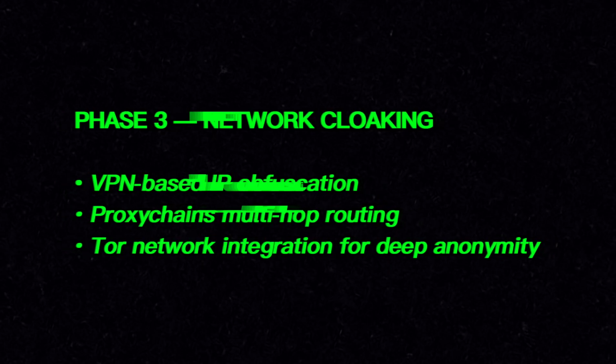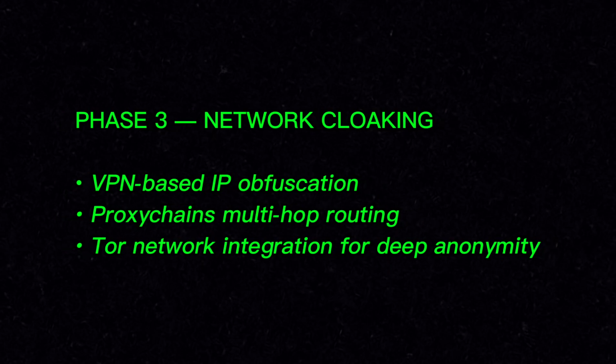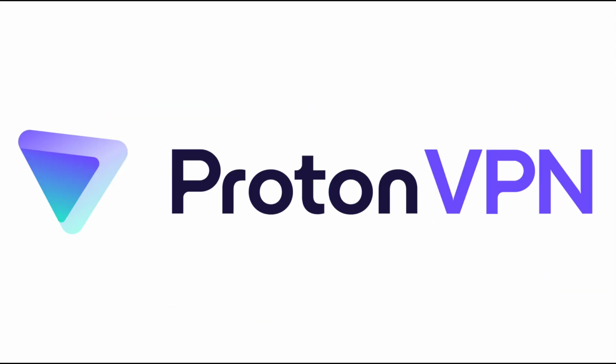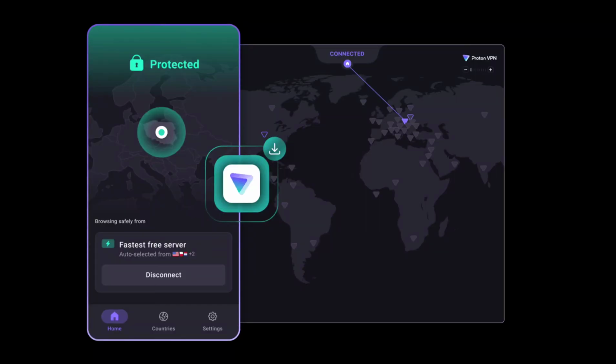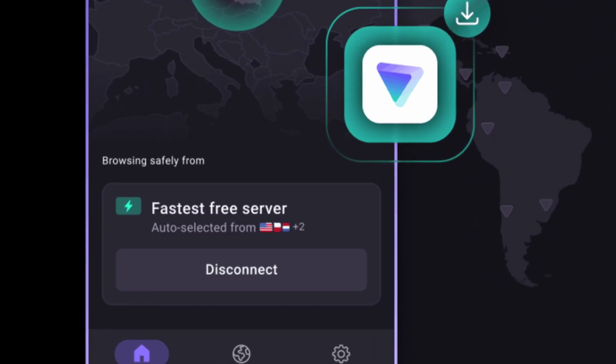Phase 3 is all about network cloaking. This is where we hide our entire traffic route. And the first step in this phase is the VPN layer. We start with a VPN, and we're installing Proton VPN, one of the most trusted VPNs out there, and one of the very few that actually offers a safe, free tier.